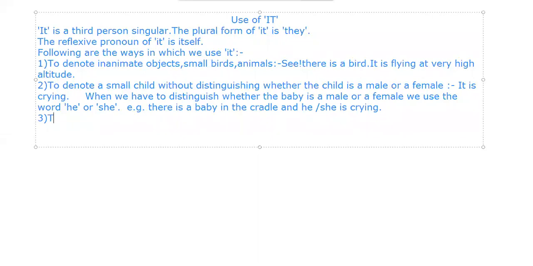Then, to identify a person. So I say someone has knocked at the door. Who is it? And suppose it is me. So what will I say? It is me. Right? So this is how I identify a person. So it is me. For example, this is the way we identify a person.